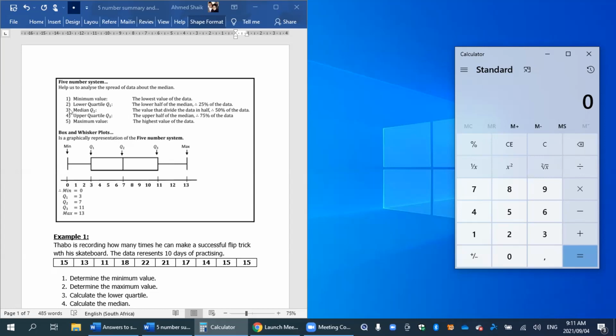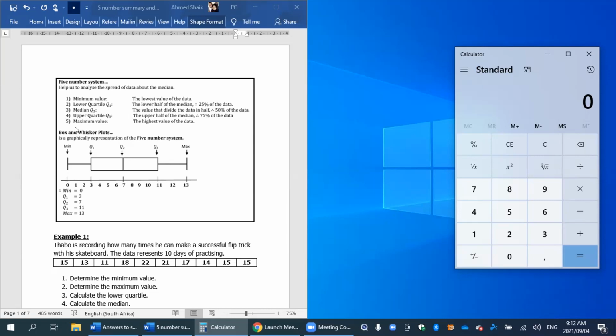The third number in your 5-number summary is the median, which is Q2. That is the value that divides the data in half, and that represents 50% of the data. Now, if you look at your box, you have a line that separates it into 2 parts, and that line will be in line with your Q2, which is your median. And they've calculated the value 7 to be the median in this example.